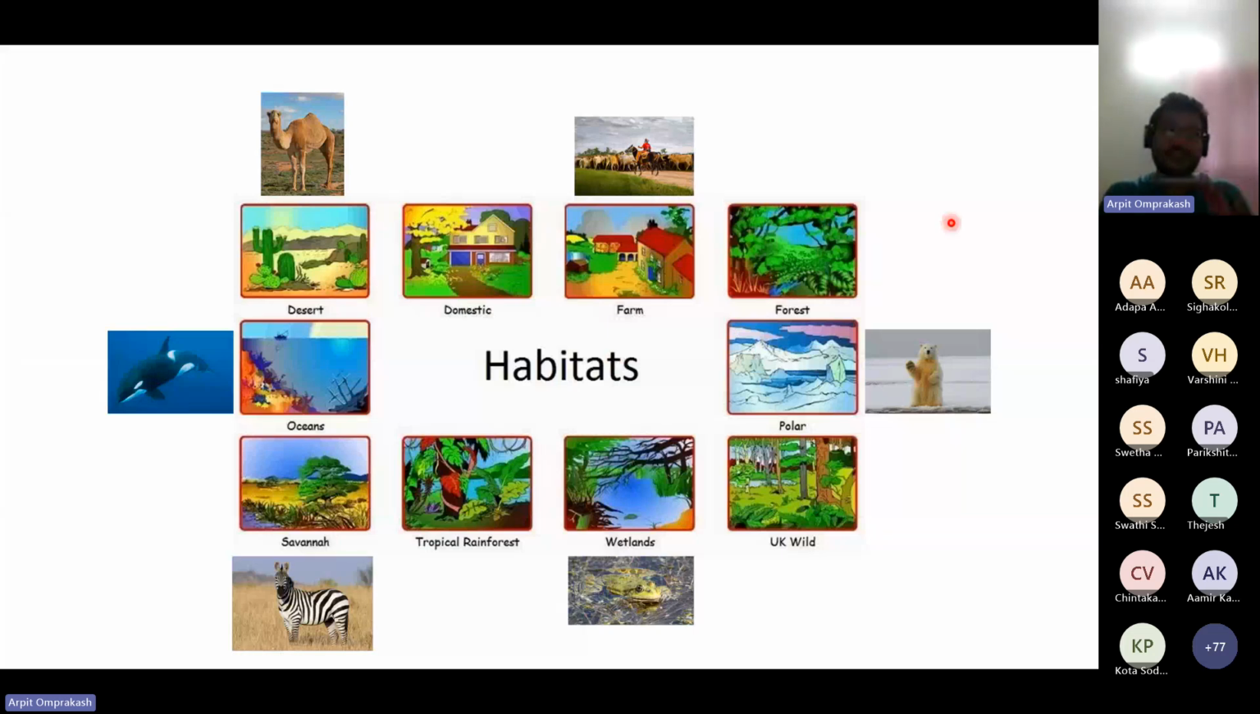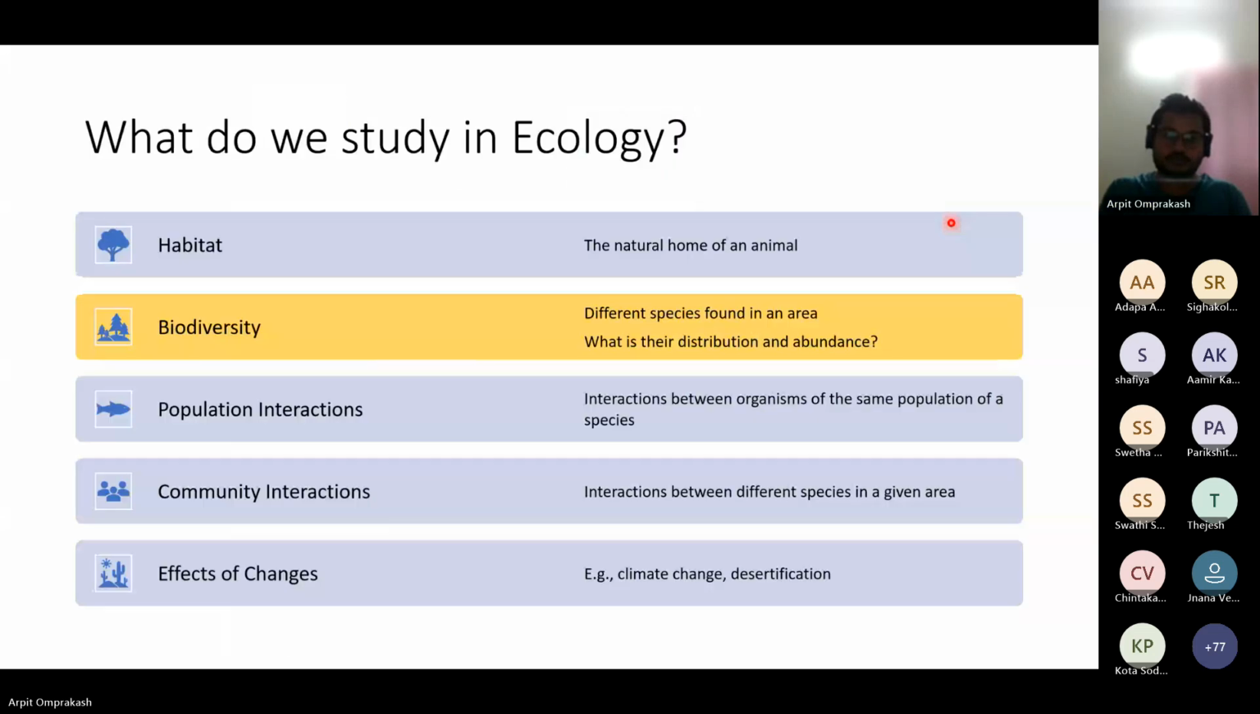And where these plants or animals are found, where they live, where they derive their nutrition, and where they do all their daily activity is basically the habitat of that organism.